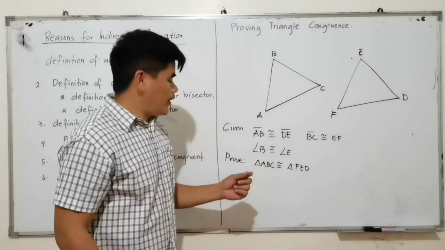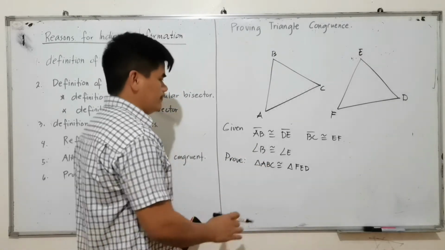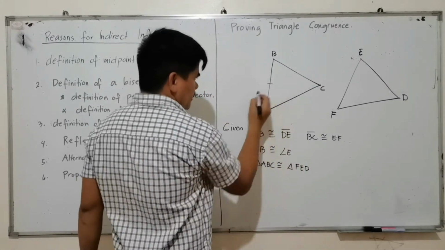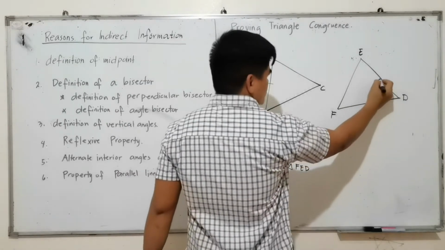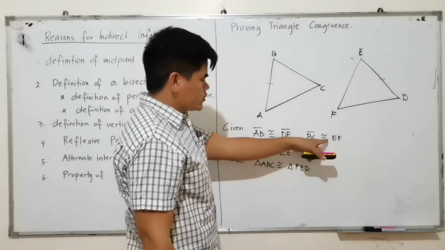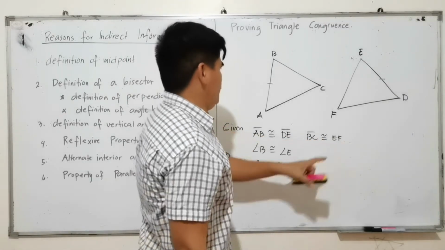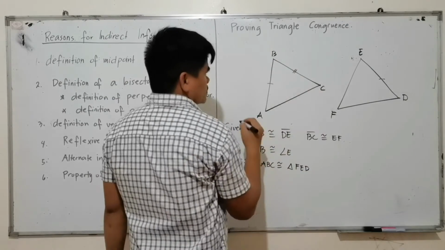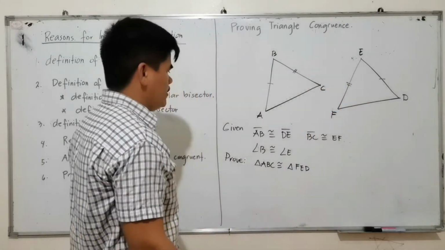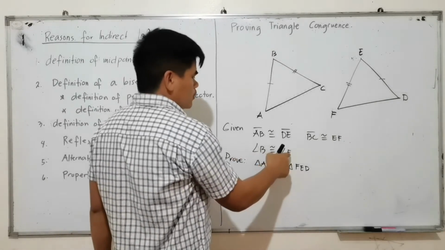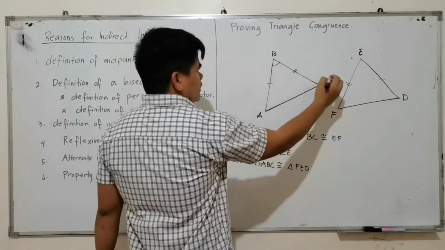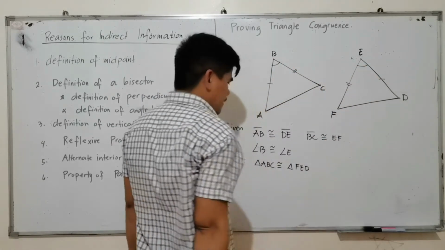First, we are going to mark the given information. AB is congruent to DE, so this side here is congruent with this side. Next, BC is congruent to EF, this side here. Now, angle B is congruent to angle E.